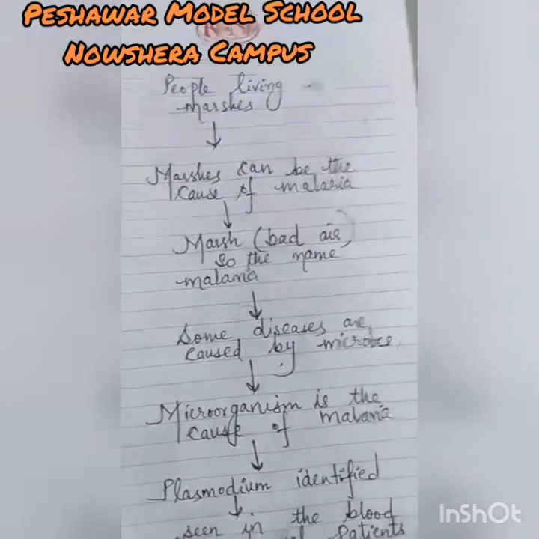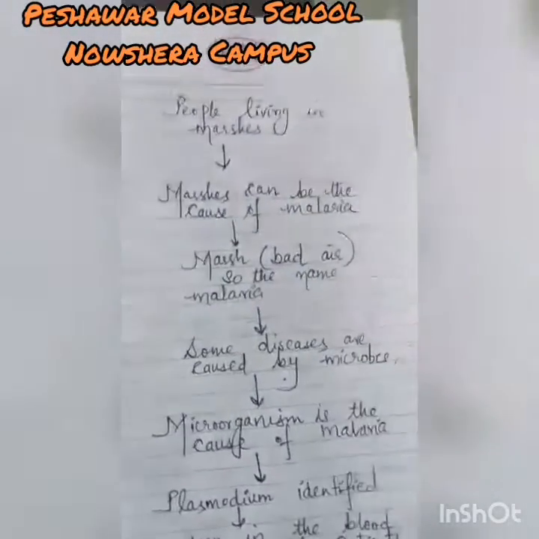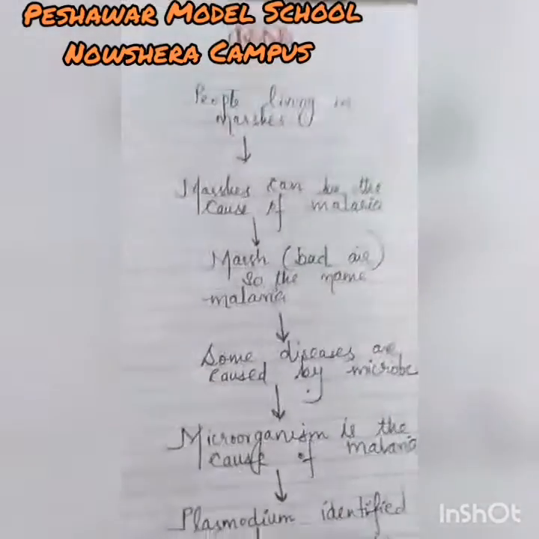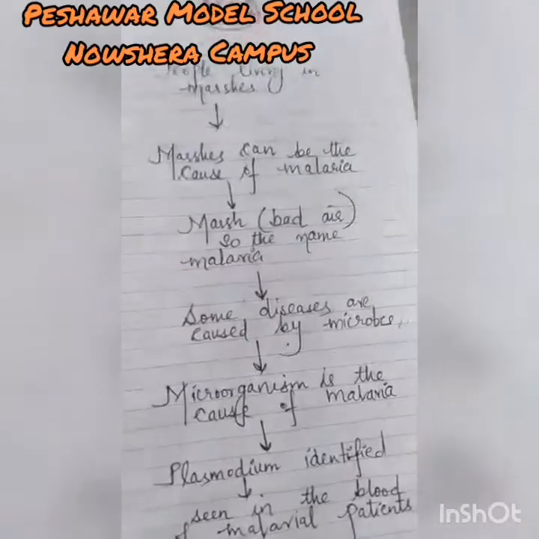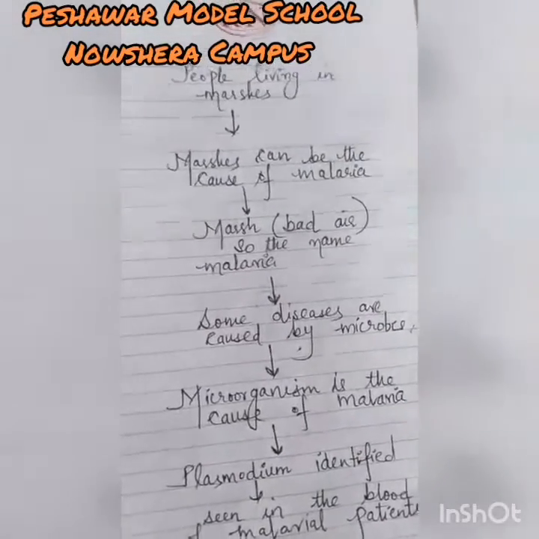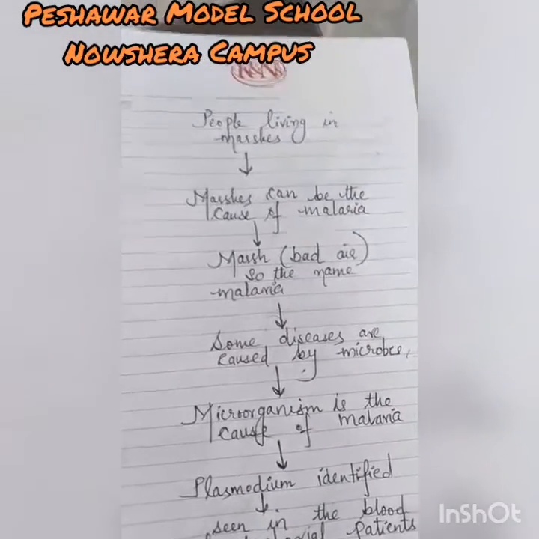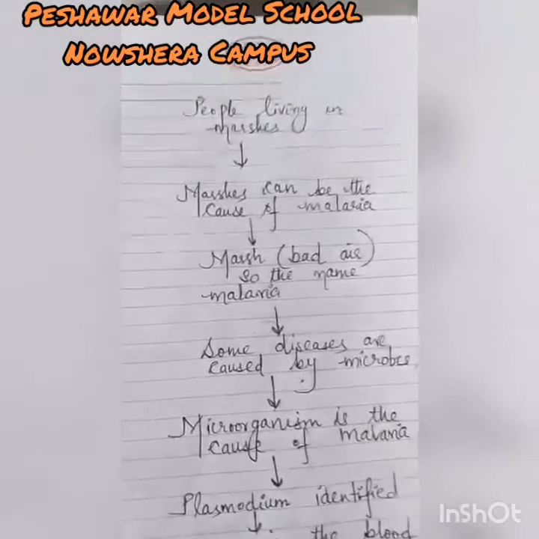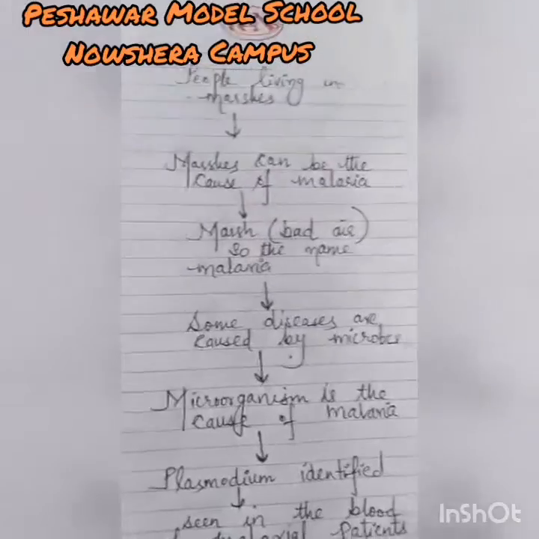Next, we observe that people living in marshes develop malaria disease. Now, we can say that marshes can be the cause of malaria. This is an observation, and we are just considering that marshes can be the possible cause of malaria.